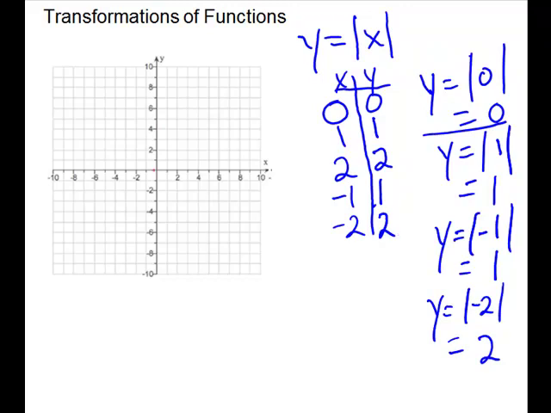So we'll graph this. So 0, 0, and we remember it's supposed to look like a V. 1, 1. 2, 2. -1, 1, and -2, 2. And it would keep going. So that is how to create the absolute value graph.